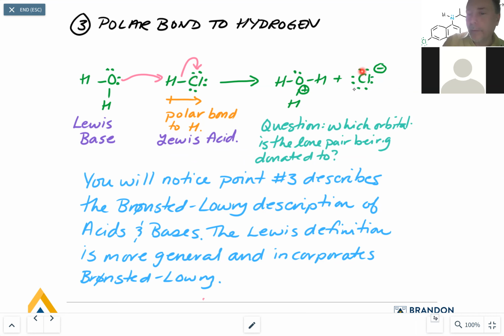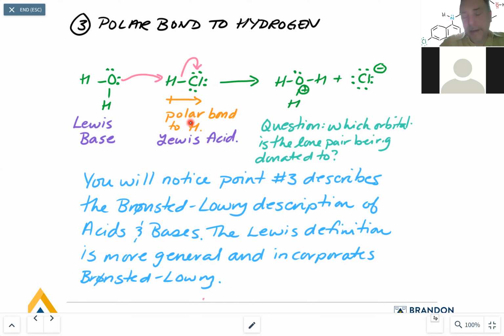So what would we call the conjugate base? That's the Lewis acid after it's accepted that lone pair. So the Lewis base is going to get protonated and form the conjugate acid. And the Lewis acid is going to be deprotonated and form what we would have called previously the conjugate base. So a polar bond to H, a polar bond to hydrogen.